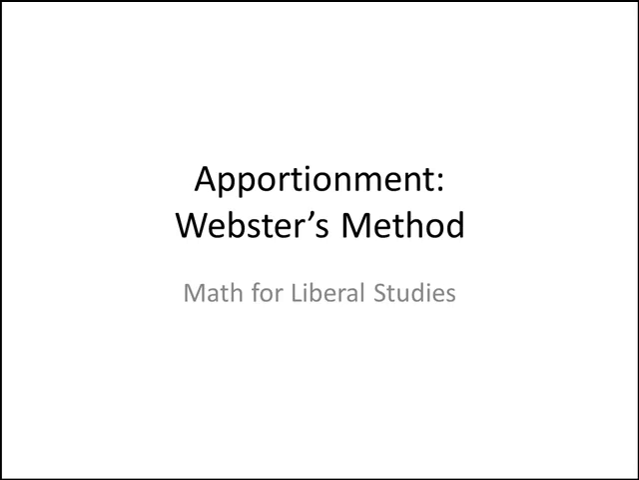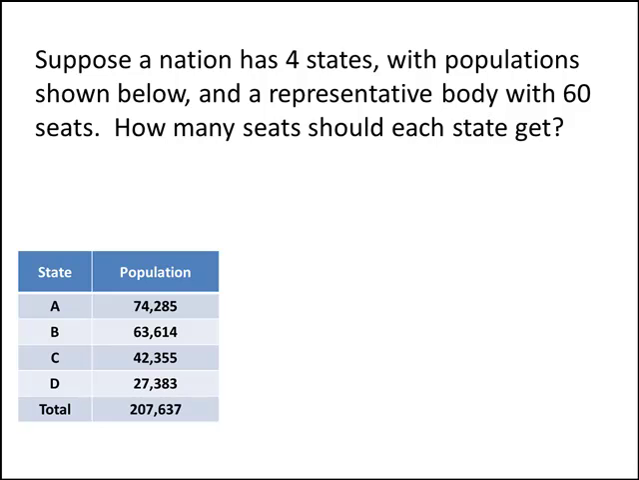In this video, we'll learn how to solve an apportionment problem using Webster's method. Here's a typical problem. Suppose a nation has 4 states with populations shown below, and a representative body with 60 seats. How many seats should each state get?